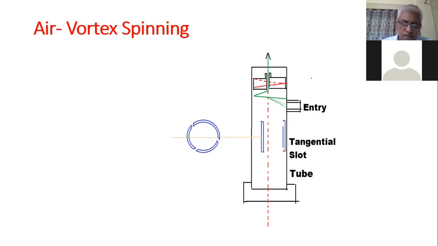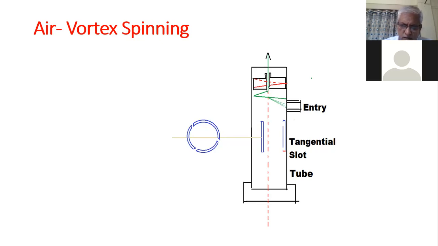But in this case, there is one advantage, that there are very few rotating parts, and we are getting our yarn formation with the help of air vortex. So we can say absence of rapidly rotating machine parts. So the principle is simpler.